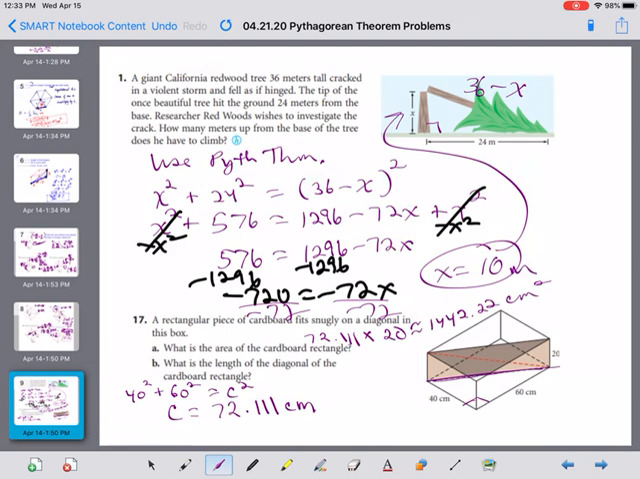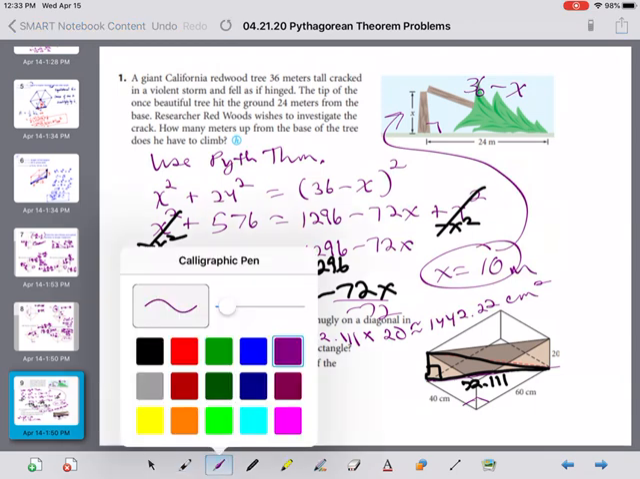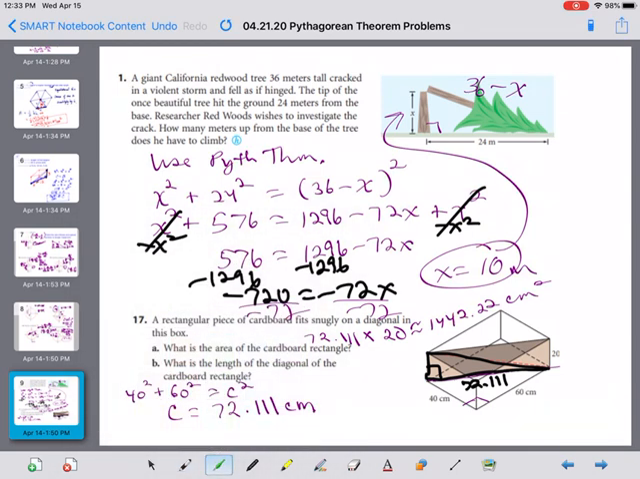Now, we want to get this length of the diagonal on the rectangle, which is actually, if that was a stick in the box, that would be the longest stick in the box. So we can make a right triangle standing up. So we already have the 72.111 and the 20. So now use Pythagorean theorem again.